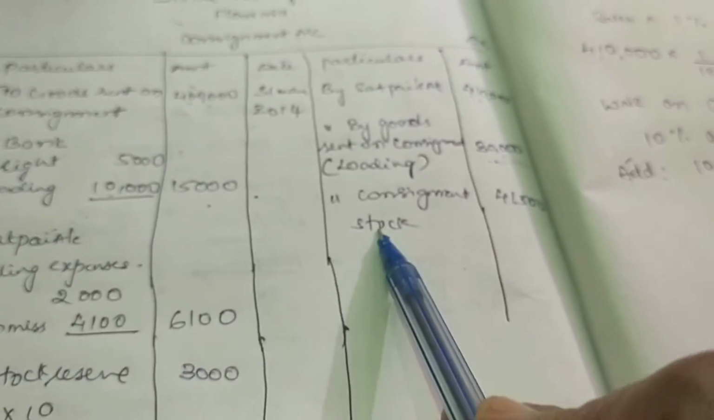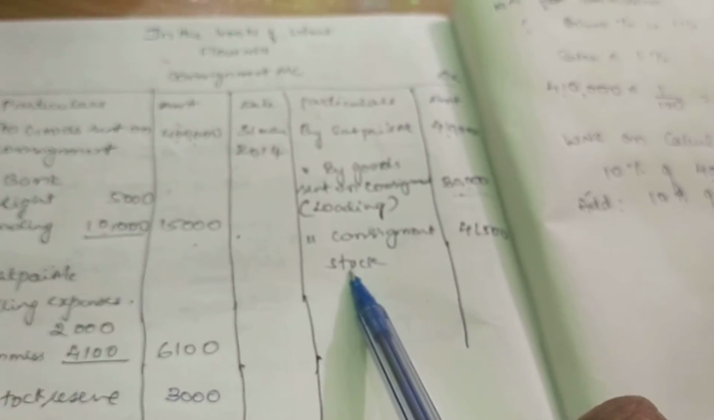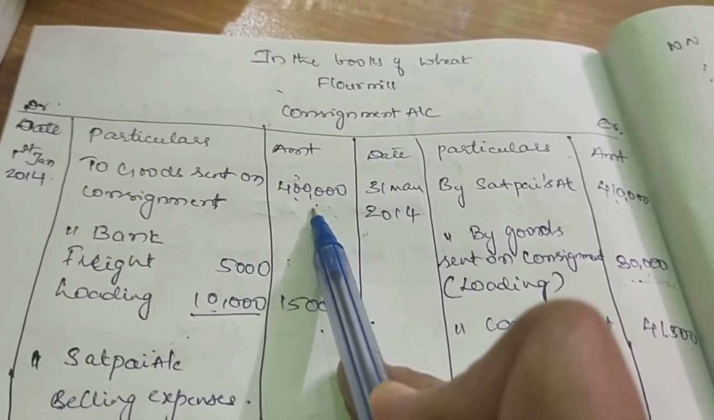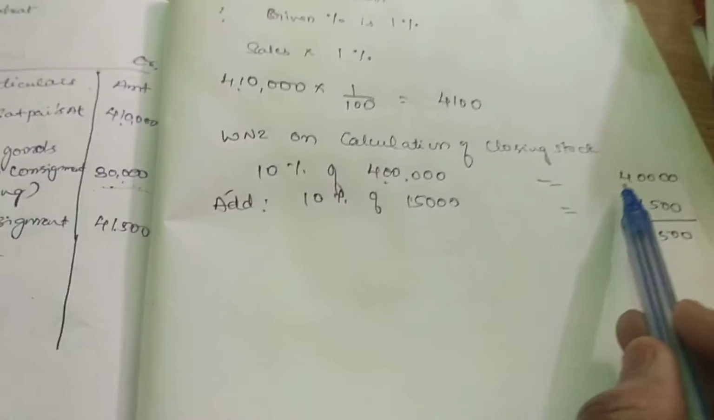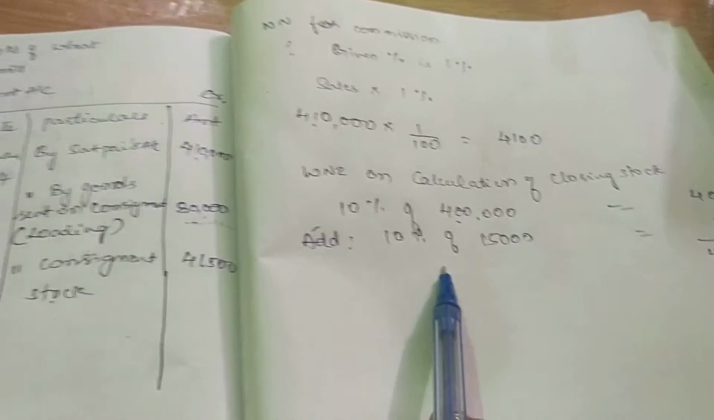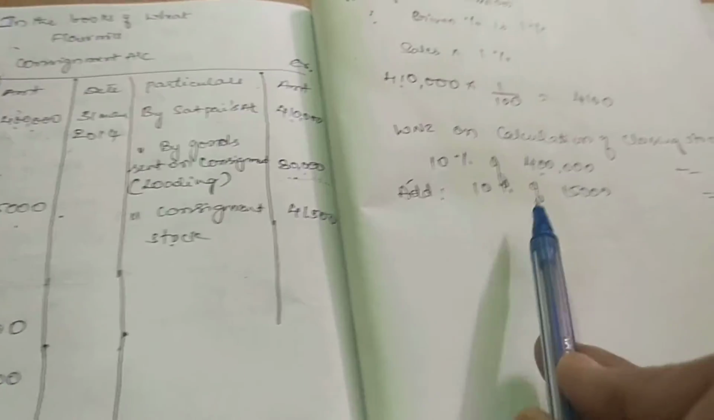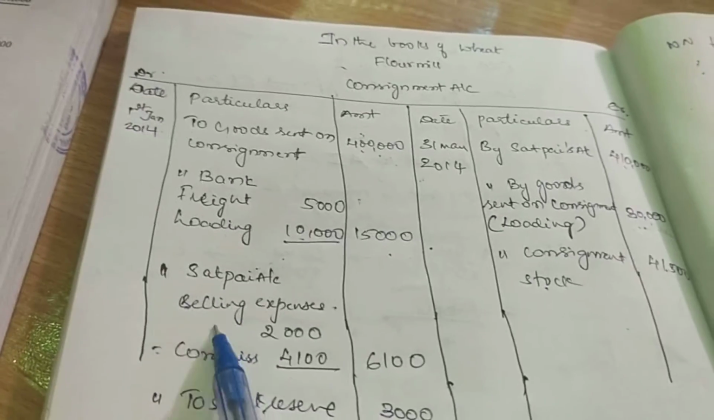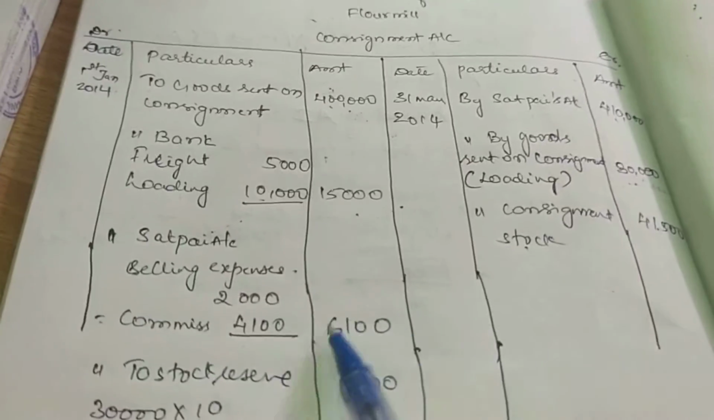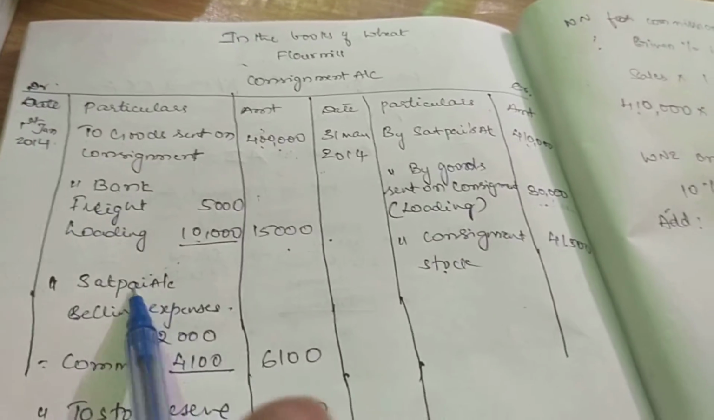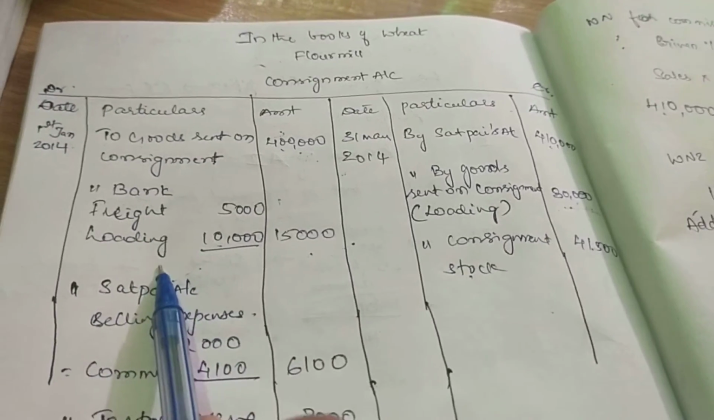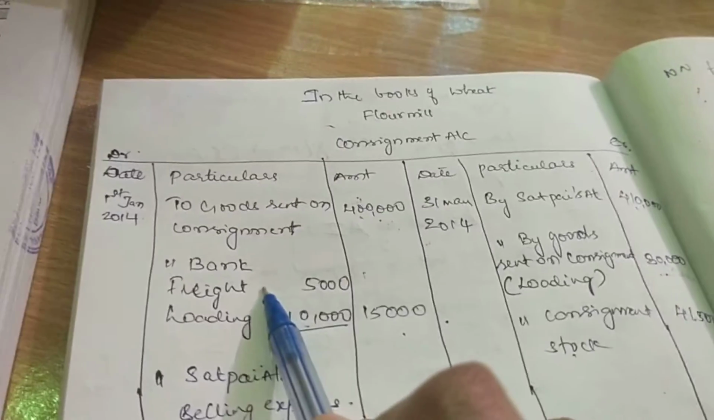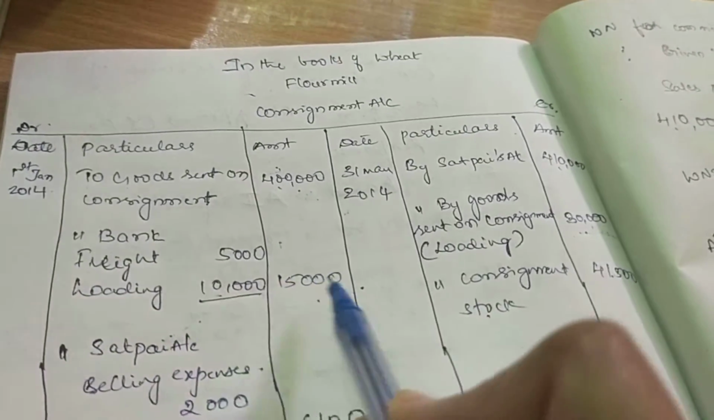Understanding, students? Here the closing stock, how did you get it? The 10% of your 4 lakhs. The total amount which was sent by the consignor is 4 lakhs. On that, 10% will come to 40,000. For that you have to add the non-recurring expenses that are paid by the consignor. If the consignee also had freight or loading charges, we would have taken those too, but here the consignee is not paying for freight or loading charges. That is why we are not considering them. Only the charges paid by the consignor, that is, a total amount of 15,000.